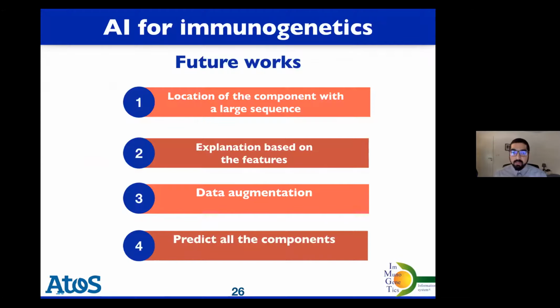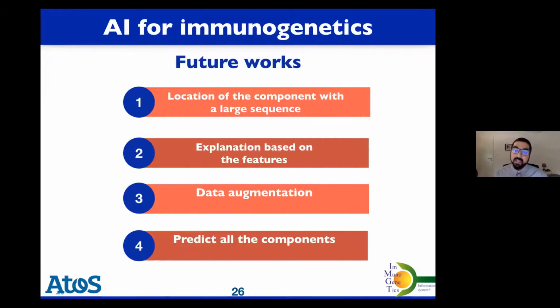So, for example, if we give this model a longer sequence that contains many components, the model tries to predict the whole bunch of sequences, not just a part of the sequence. So I need to figure out how to split the sequence to be able to locate and classify correctly the components, even when there are many.